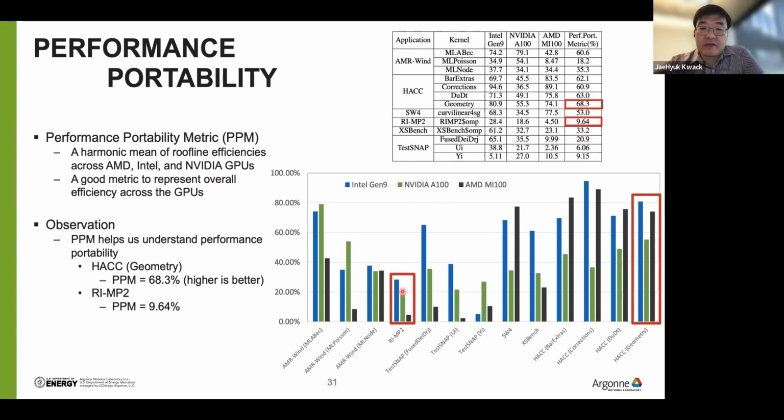And in another case, if you look at the GAMESS RI-MP2 mini app, we see the efficiency on the 3 different GPUs is relatively lower than the others, and also has big variation, right? So if you just check the PPM number, the geometry kernel is 68% PPM, and the RI-MP2 mini app has 9% PPM. So using the PPM number, we can easily check, oh, this kernel is more performance portable in terms of Roofline efficiency than this kernel, right? So in this aspect, PPM is a good metric to see this information.